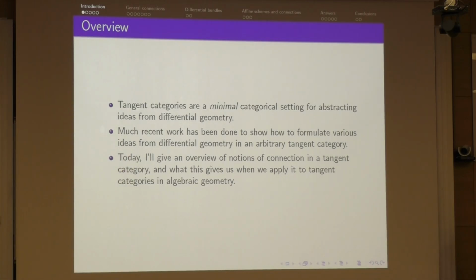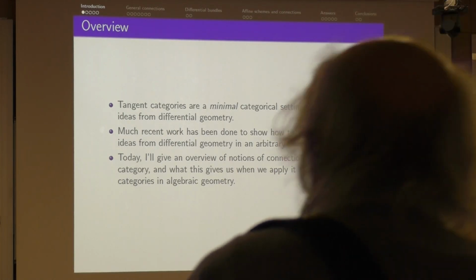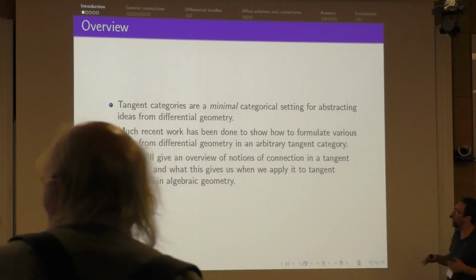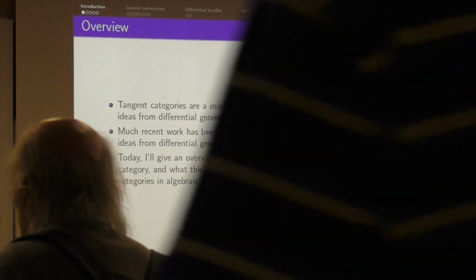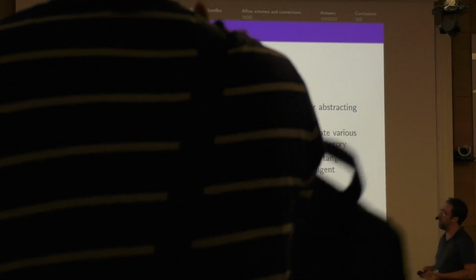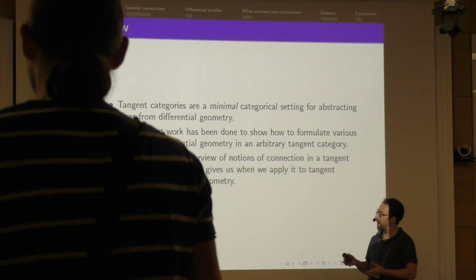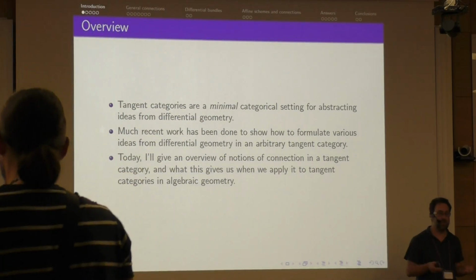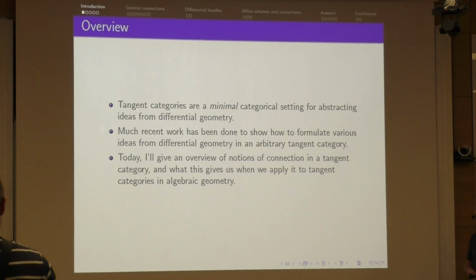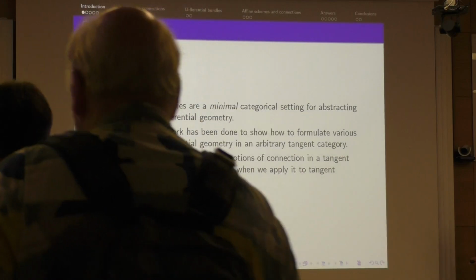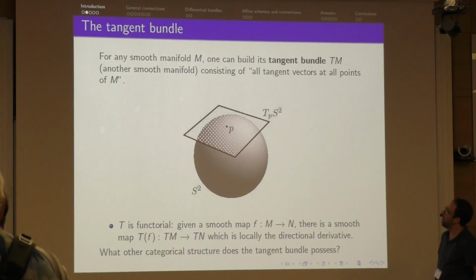So what I'm going to talk about today is just a brief overview of what tangent categories are, and then I'm going to talk about what connections are in a tangent category, and then what this gives when we apply it to tangent categories in algebraic geometry. We've known for a while that there are tangent categories in algebraic geometry, like affine schemes and schemes, which have the structure of a tangent category, but it wasn't clear what a lot of the general things you can do in any tangent category are when applied to those particular examples. That's what I wanted to talk about today.